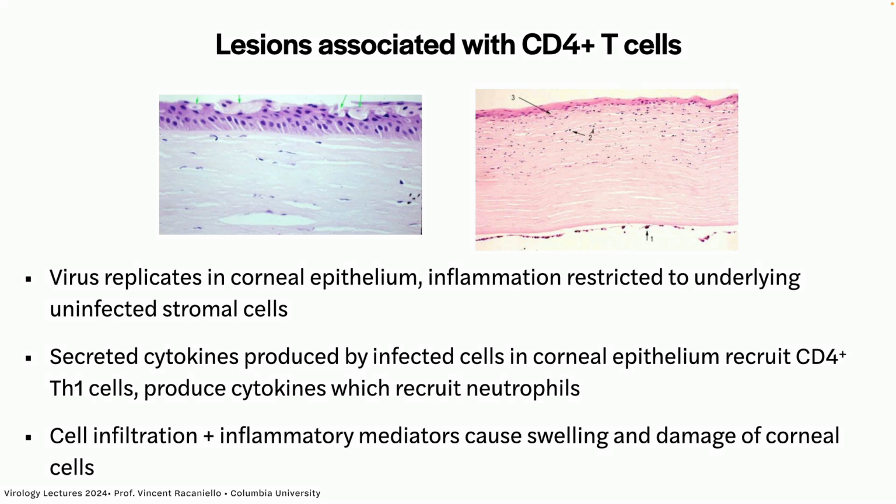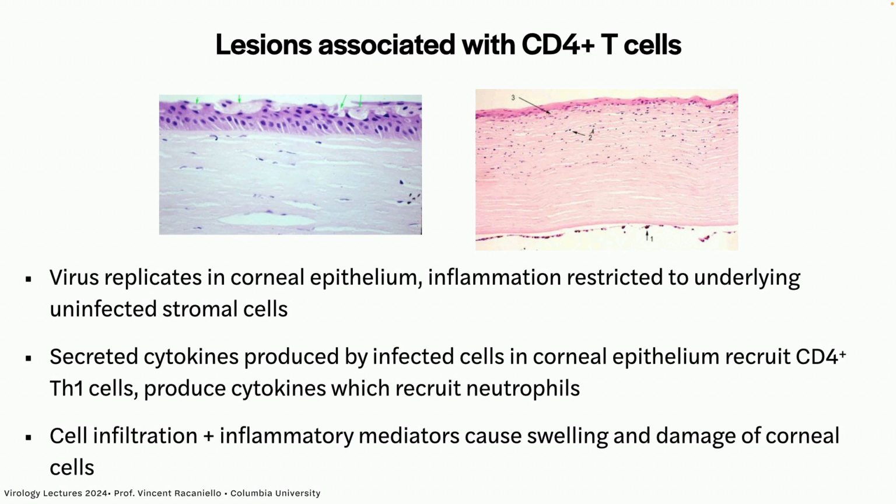A virus replicates in the corneal epithelium, the outer layer of cells in the cornea. So here's a section of the corneal epithelium here on the left. And that top layer of cells, the epithelium, that is where the virus replicates. But the inflammation that leads to the blindness is in the underlying stromal cells of the cornea. And what happens is these infected cells release cytokines, and the cytokines recruit CD4 positive T cells.